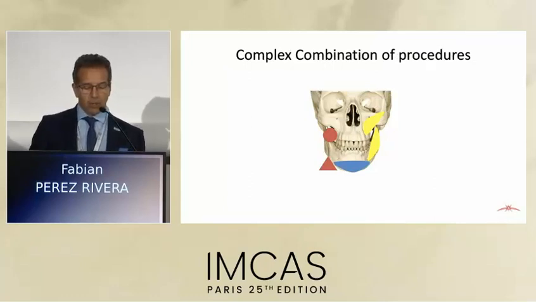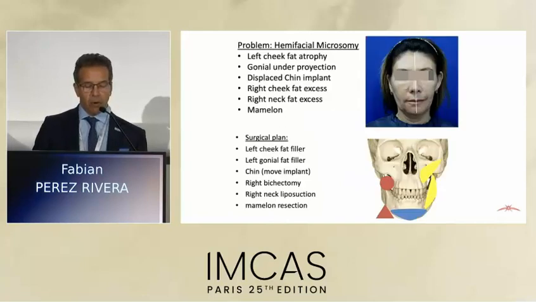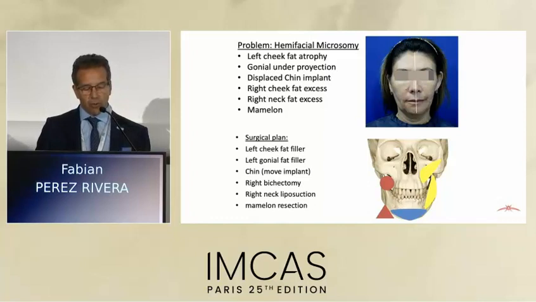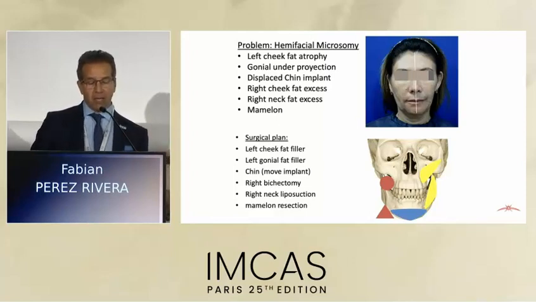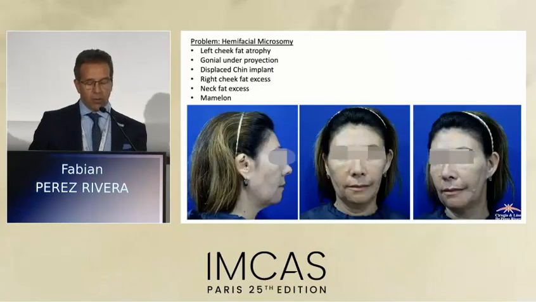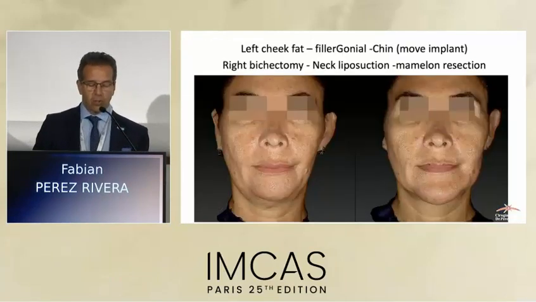A complex combination of procedures. I want to tell you why I decided that, because I have this problem: hemifacial microsomia with left cheek fat atrophy, gonial underprojection, displaced chin implant, right cheek fat excess, right neck fat excess, and a mamelon. That's why in the right part of the face I need to reduce the volume, but I need to add volume to the left side of my patient. This is the problem in the 3 views of the face, and these are the solutions.